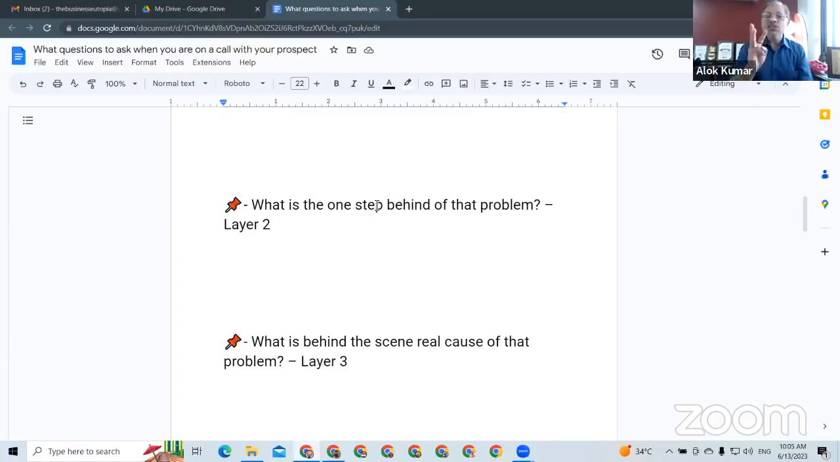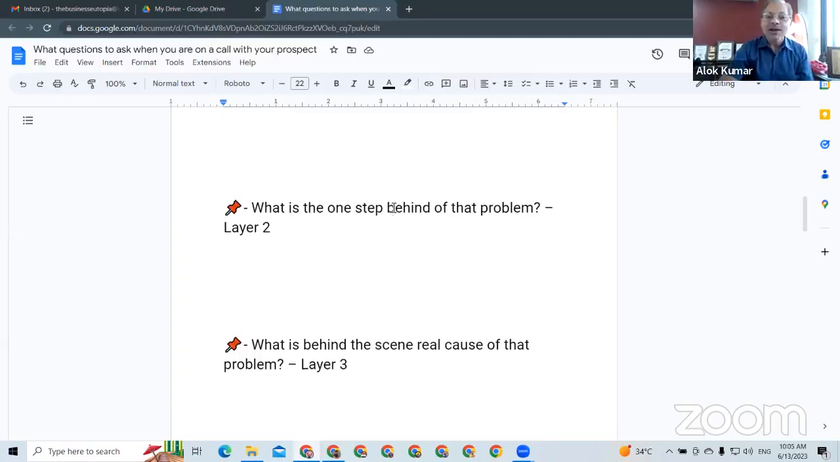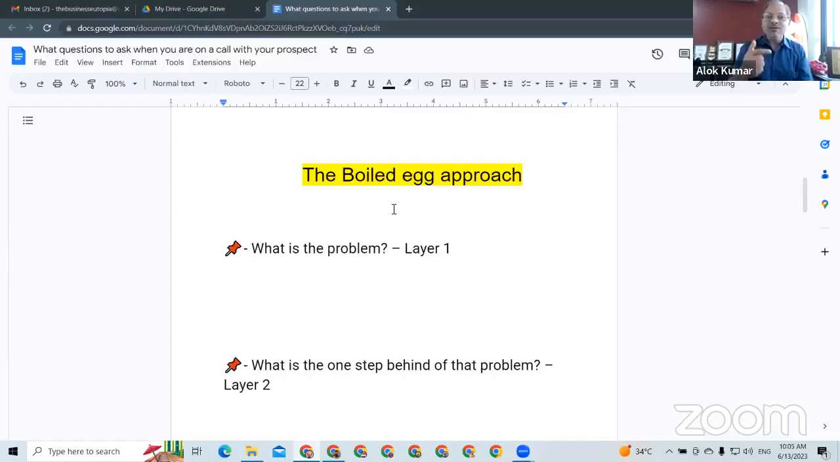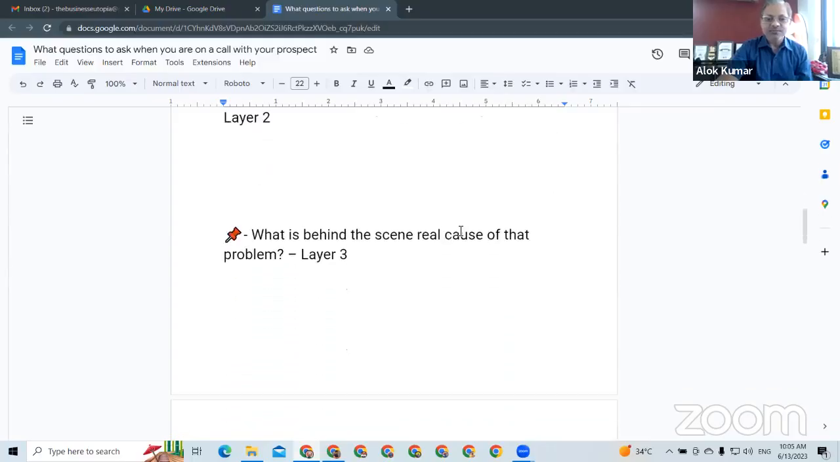So these are the 3 layers which I have named the boiled egg approach. You have to understand that there are things which the customer will not tell you upfront. You have to open the layers. You have to keep digging deep so that they come out with their actual problems. Unless and until you understand what is in their minds which is disturbing them, you'll not be able to take care of it. So that is the first approach, the boiled egg approach.